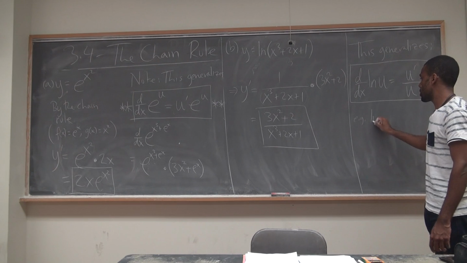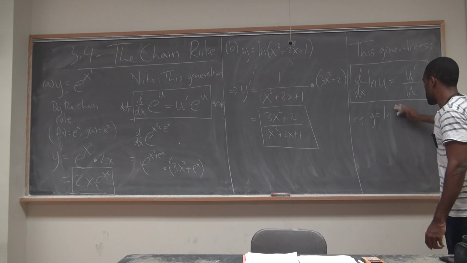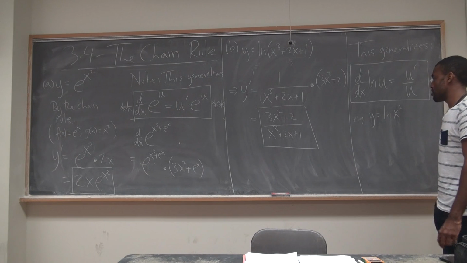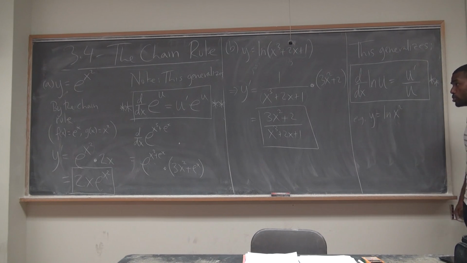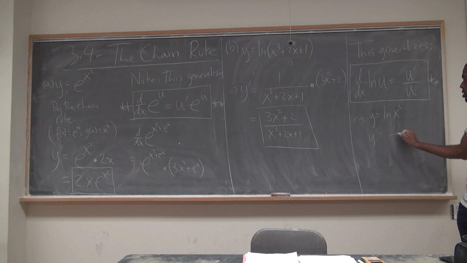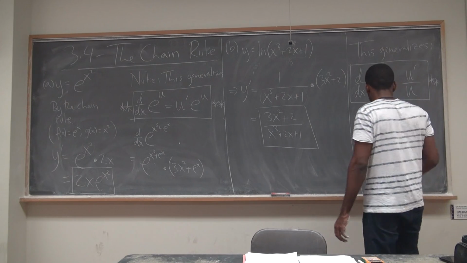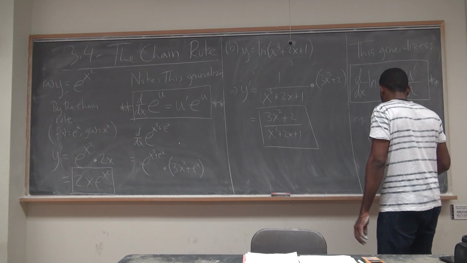Example. Nikolai asked me yesterday, too bad he's not here, the derivative of ln of x squared. He's like, well, the derivative of ln x is 1 over x. Is the derivative of ln x squared 2 over x? Turns out the answer is no. Y prime would be 1 over the thing times the derivative of the thing. And what would you get? 2 over x.